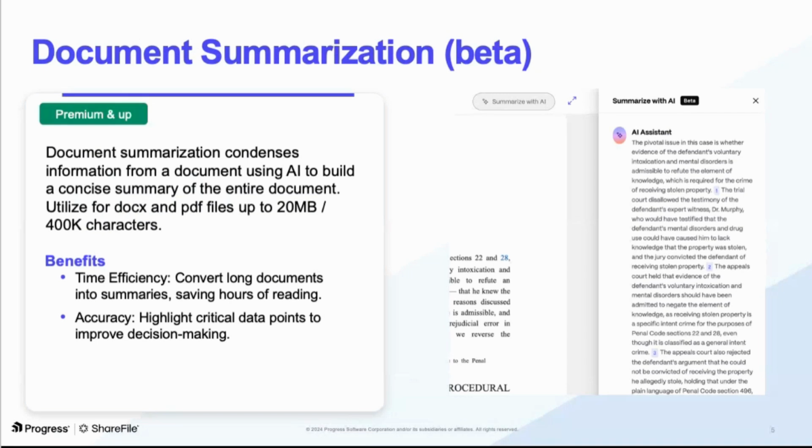Specifically, the document summarization feature condenses information from a document using AI to build up that concise summary that you're seeing on the right side of the screen. You can utilize it for doc and PDF files up to 20 megabytes and up to 400 characters, so pretty sizable documents. You can utilize it for time efficiency, converting those long documents into concise summaries to help you understand and pull information you may need from a big agreement, contract, or any kind of financial statement that you may be working through.